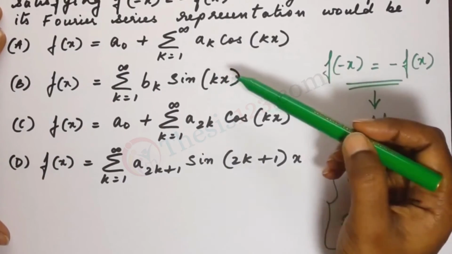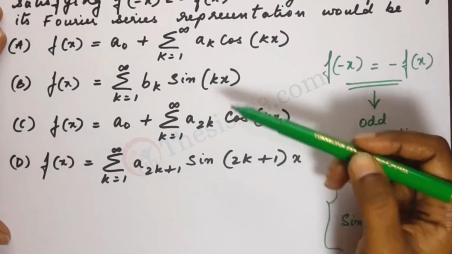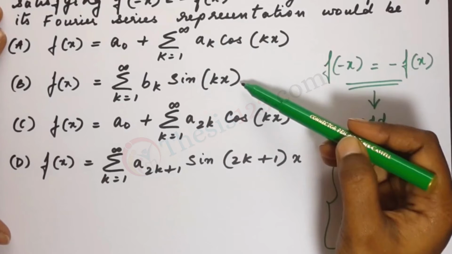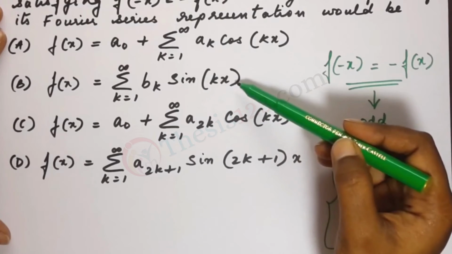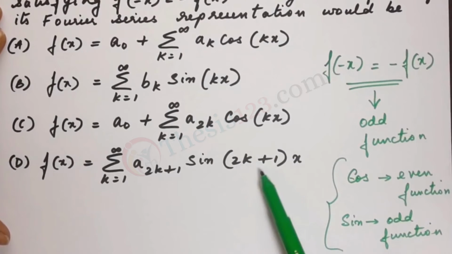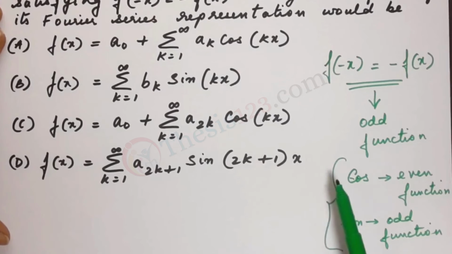Now let's look a little closer at options B and D. In option B, we see that there is just one term, sine of kx. So this is just one term. But here we have sine of something plus something. So let's consider it to be sine of a plus b.